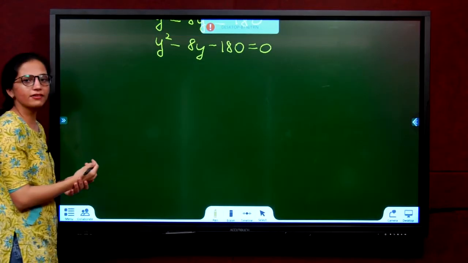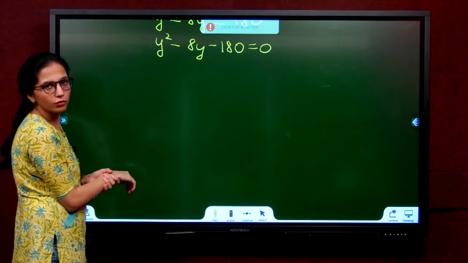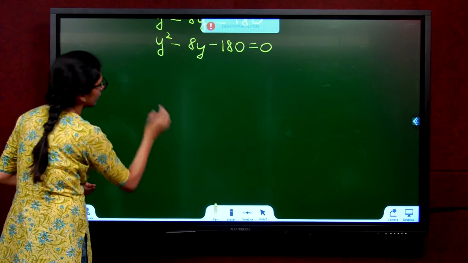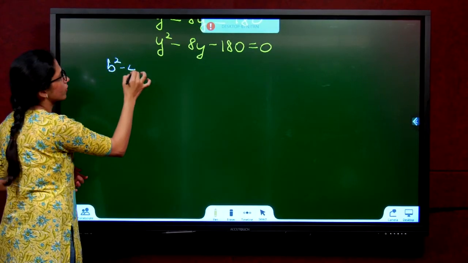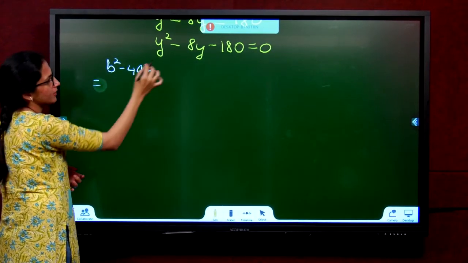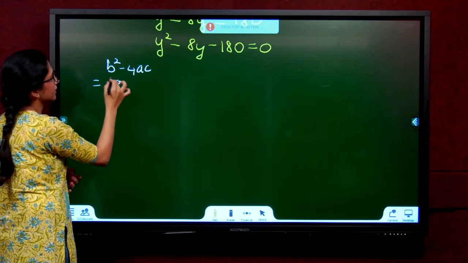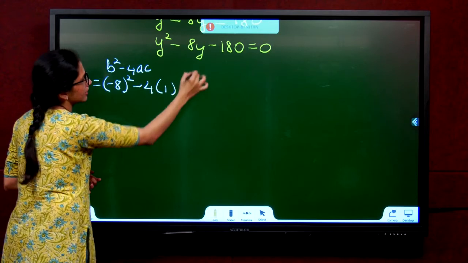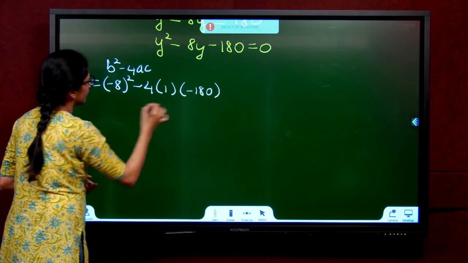You can go for factorization or you can go for the quadratic formula as usual. I'll be using the quadratic formula over here. b² − 4ac. First I find b² − 4ac: (−8)² − 4, a is 1, c is −180.